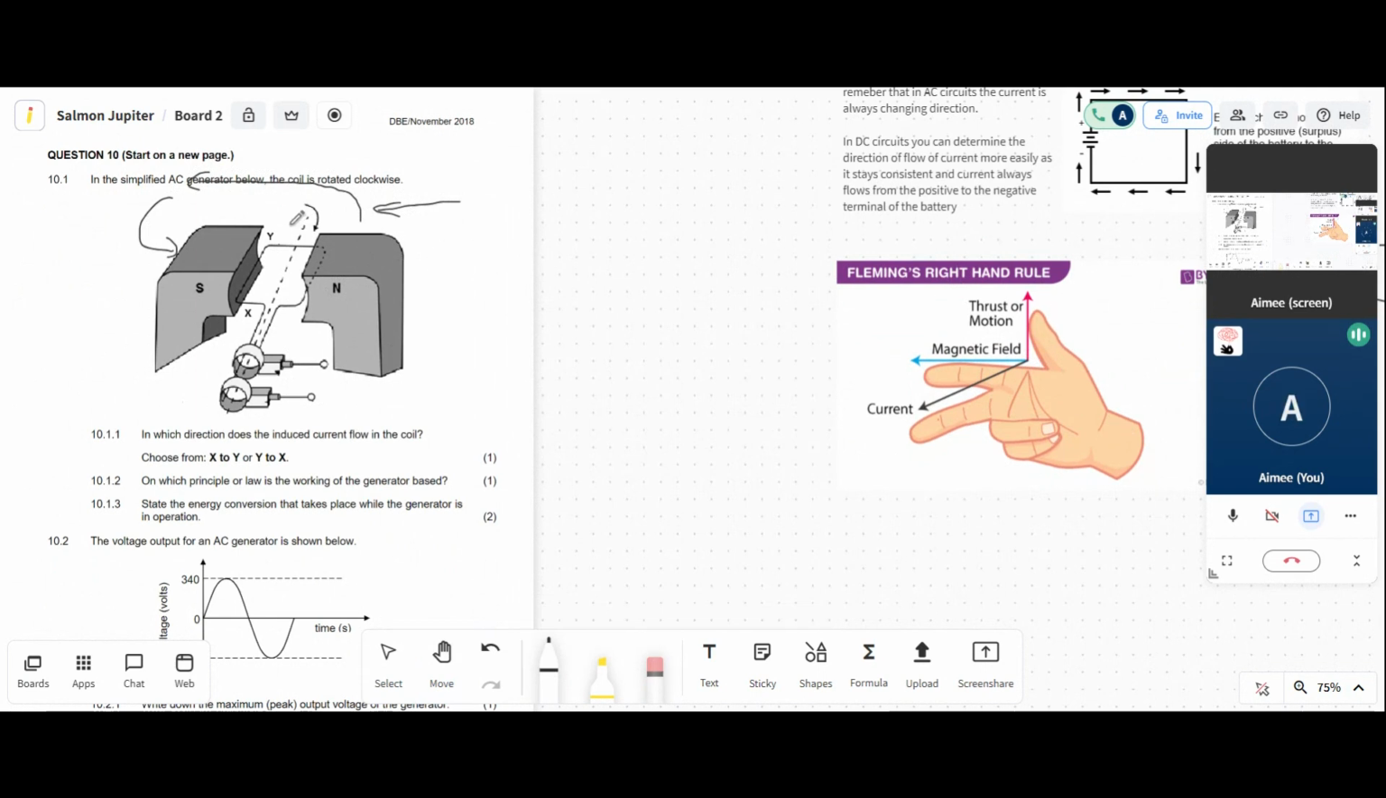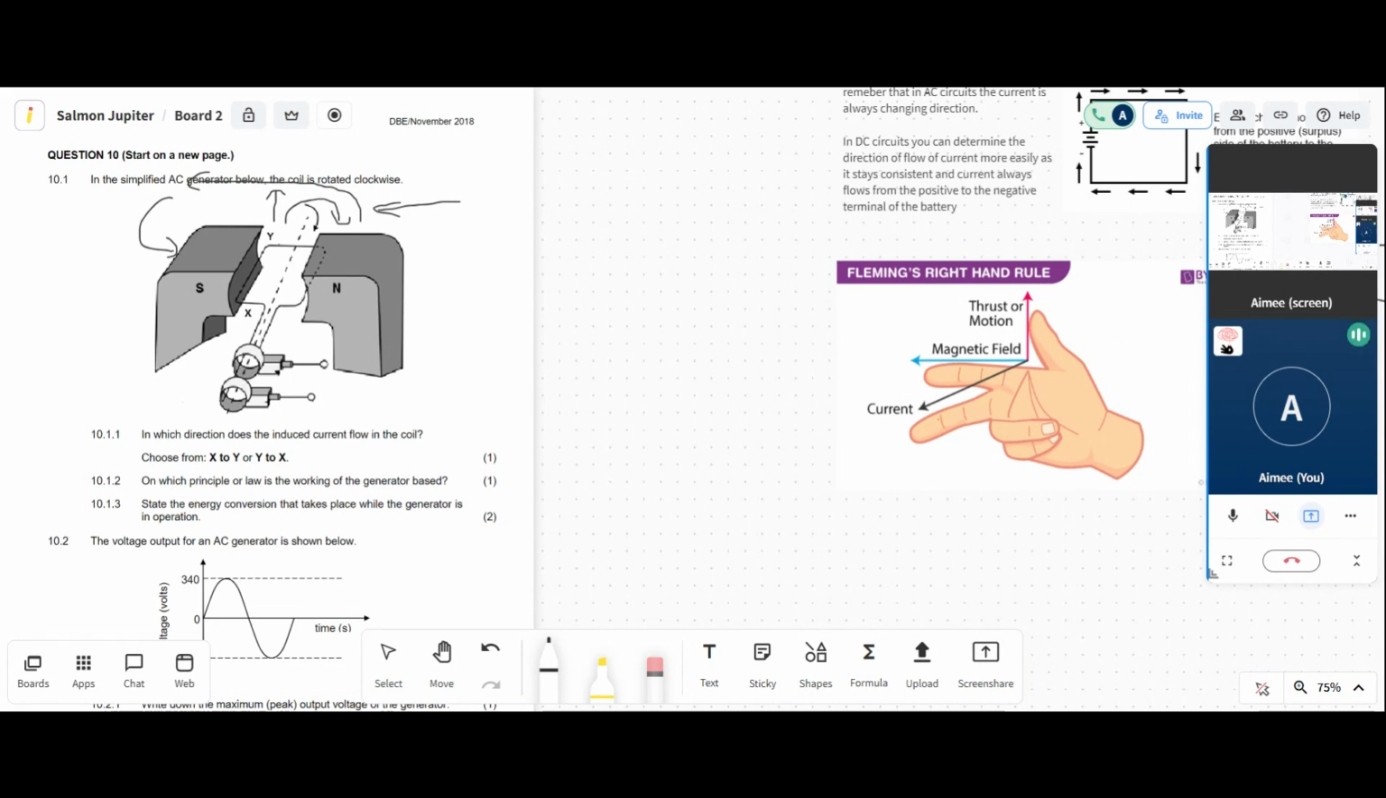They're telling you that this coil is rotating clockwise. So it's rotating that way, which means the motion, they're focusing on this side of the coil. They want to know, is it moving from Y to X or X to Y? If this thing is rotating clockwise, it means that this side is moving upwards. So your pointing finger faces from north to south. Your thumb points upwards because side YX is moving upwards as this thing rotates clockwise.